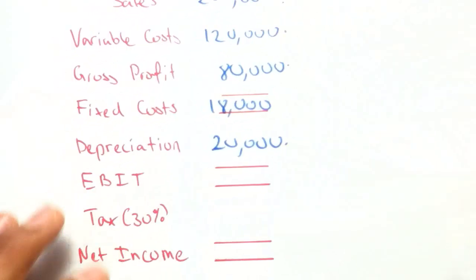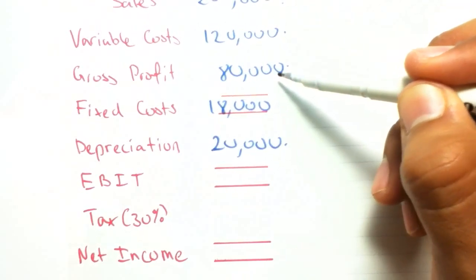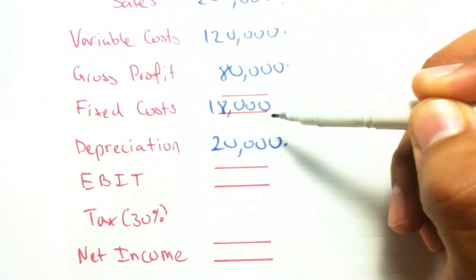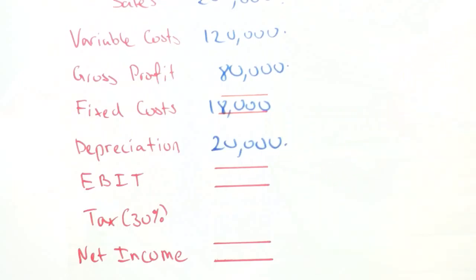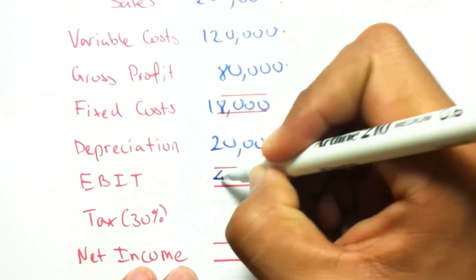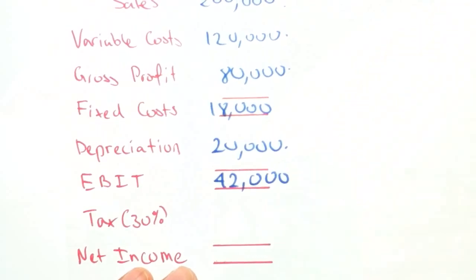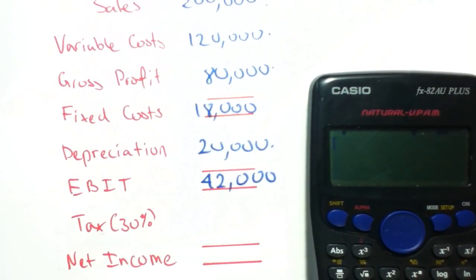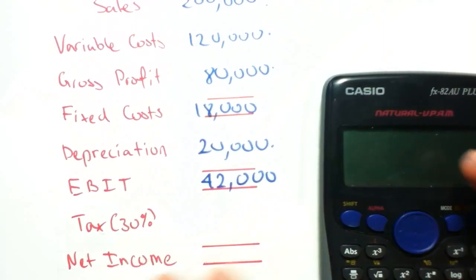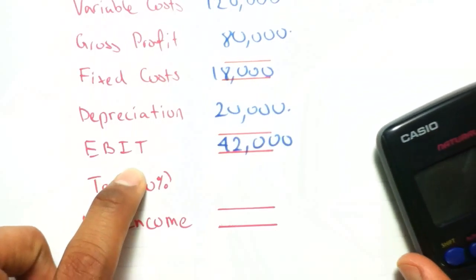per year. And so our EBIT, which is our earnings before interest and tax, is going to be our gross profit minus $18,000 minus $20,000, and that's going to be $42,000. Let me just make sure this is correct using the calculator. So it's going to be 80 minus 18 minus 20. Yep, that's $42,000. Good.